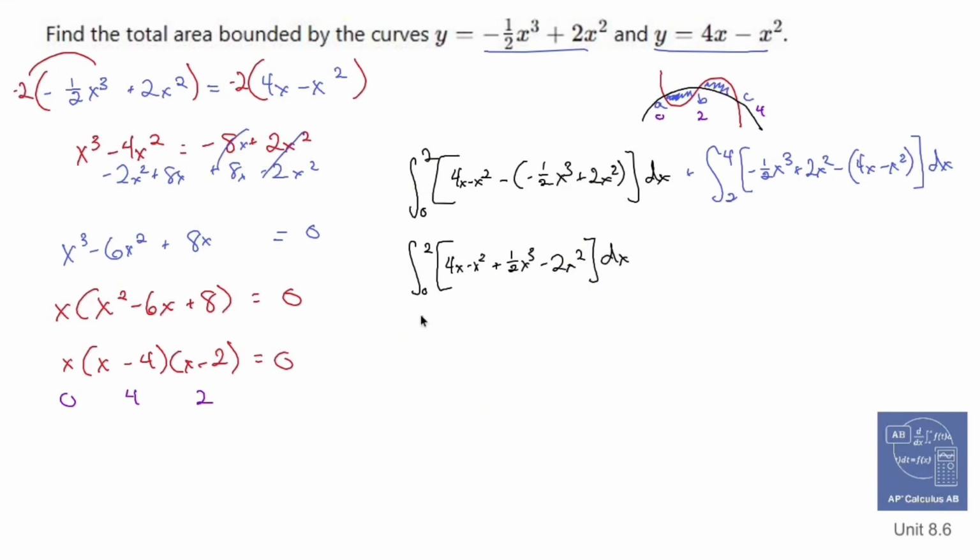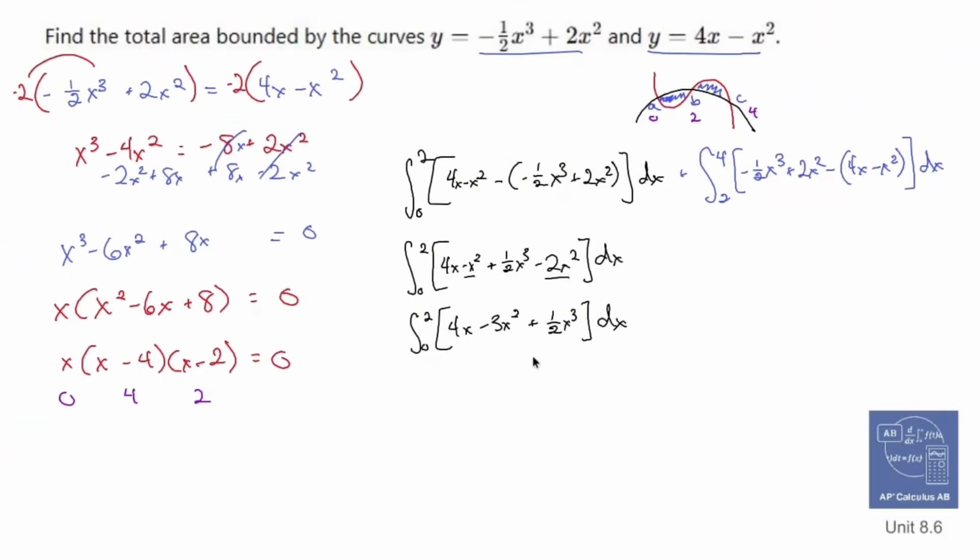All right, we can combine like terms here. So from 0 to 2 of 4x, the x squared terms combine to make negative 3x squared plus 1/2 x cubed dx. All right, I had to stop the video and restart because real life happened. But here I am, at the point where I have to integrate. Integrating from 0 to 2 is going to leave me with 2x squared minus x cubed plus 1/8 x to the 4th, limits at 0 and 2.